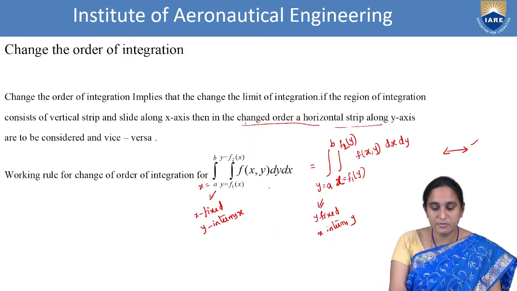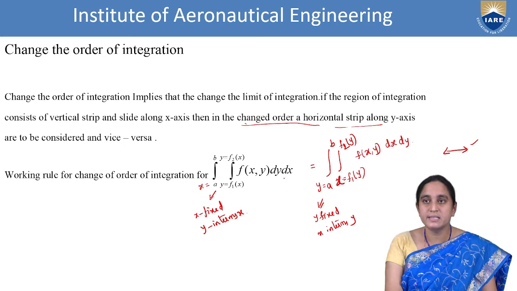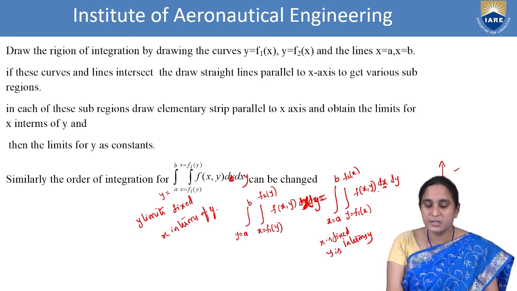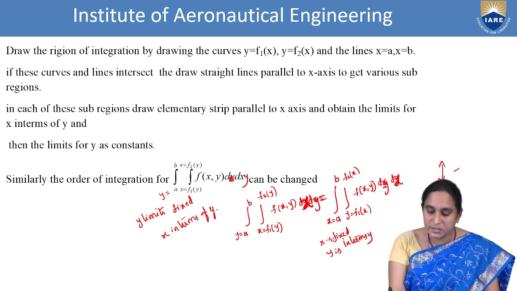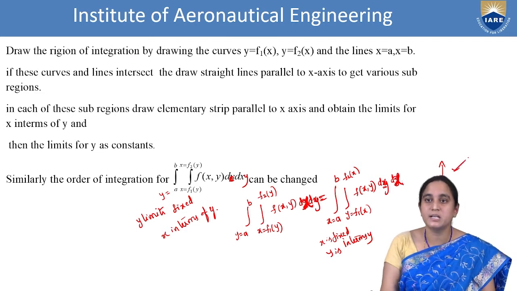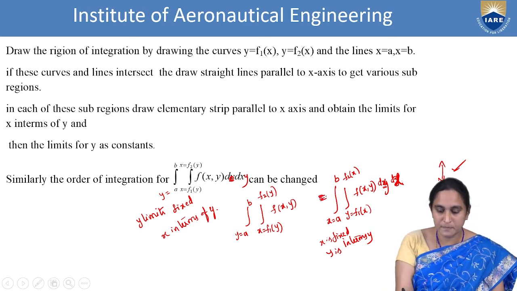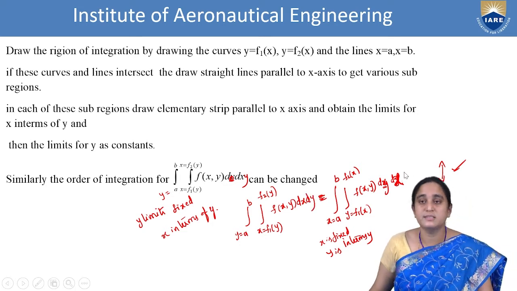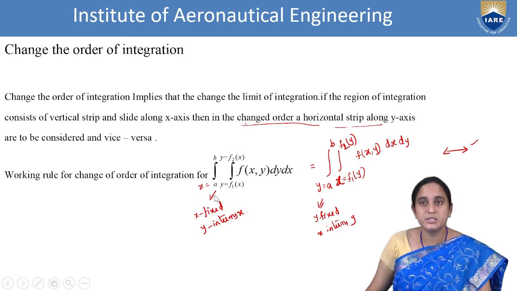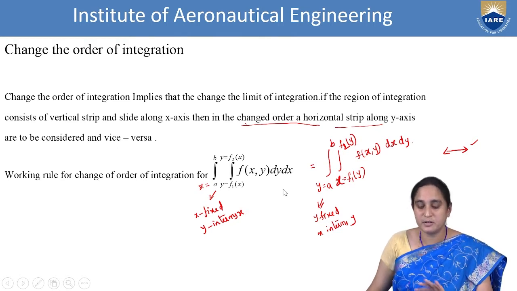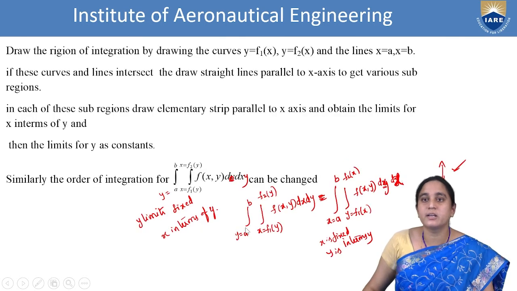Once again, I'll repeat. For example, if you are converting y and x as x and y, for that case apply a horizontal strip. If x and y are converted in terms of y and x, for that case we can apply a vertical strip. That's the concept. If y is fixed and x is in terms of y, for that case we can apply a horizontal strip, and in the next case we can apply a vertical strip.